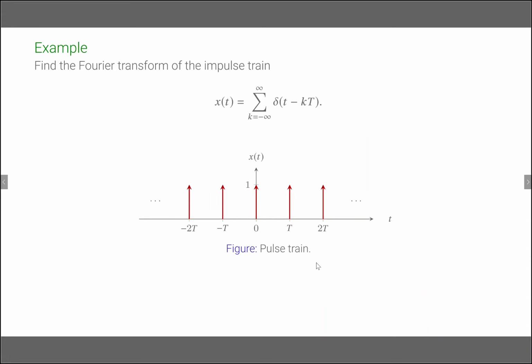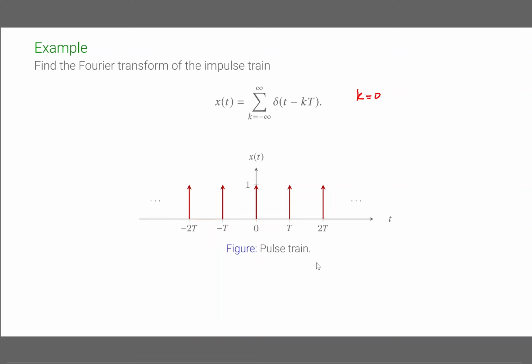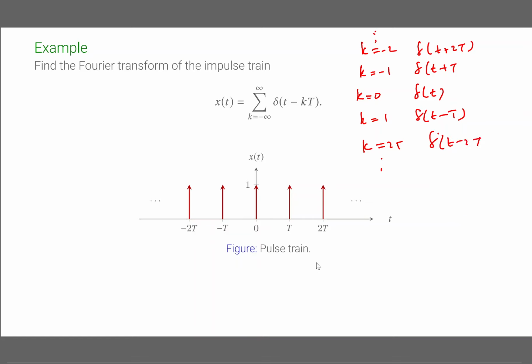Okay, now let's do this example. Find the Fourier transform of the impulse train, the sum of δ(t - kT). Let's see whether this is the plot of that. For different values of k, you have to plot it. For k equals 0, you have δ(t). For k equals -1, you have δ(t + T). For k equals -2, δ(t + 2T). For k equals 1, δ(t - T). For k equals 2, δ(t - 2T), and so on. These are those impulses.